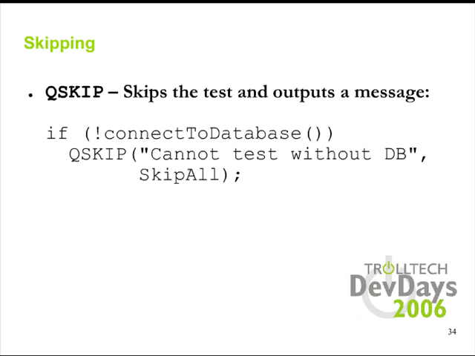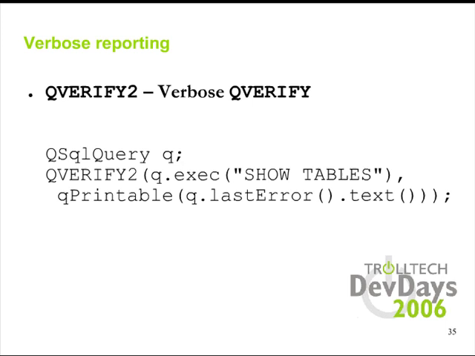Skip is another way to stop executing your test. For example, if you can't connect to your database, you say QSKIP cannot test without DB, and you say skip all entries in my test data. So no matter what test data you have, you will skip them all. Because if you have a database test and no connection, you'll just skip it. And a skip will be recorded in the test result, so no big deal.